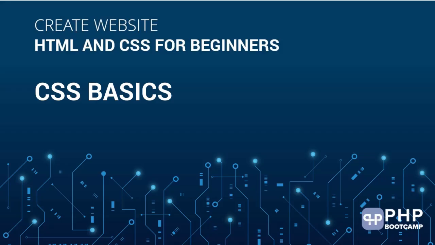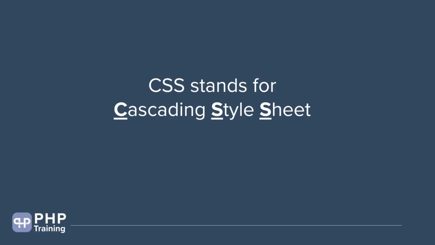Hello and welcome to the lecture on CSS basics. So let's understand what is CSS. CSS stands for Cascading Style Sheet. That is the full form of CSS. And what does style mean? Style means adding colors, increasing the font of the text. Basically, you're giving a look and feel to your website. So that's what Cascading Style Sheet means.